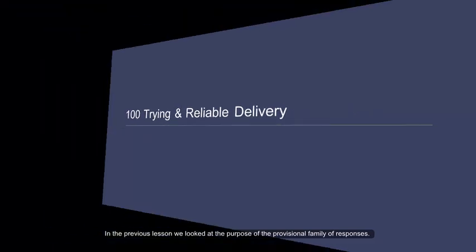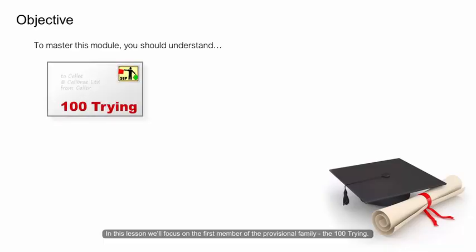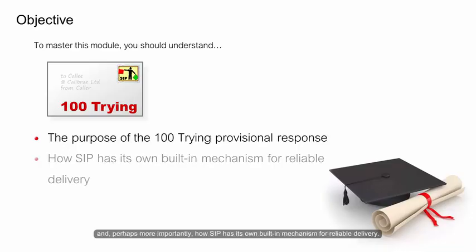In the previous lesson, we looked at the purpose of the provisional family of responses. In this lesson, we'll focus on the first member of the provisional family, the 100 trying. By the time we're done, you should understand the purpose of the 100 trying and perhaps more importantly, how SIP has its own built-in mechanism for reliable delivery.